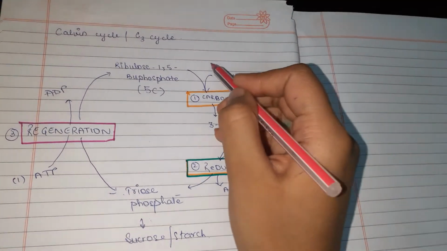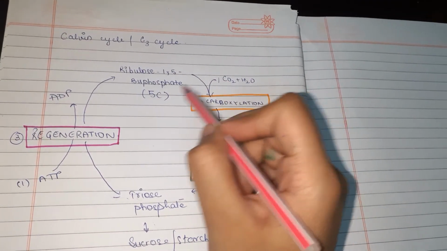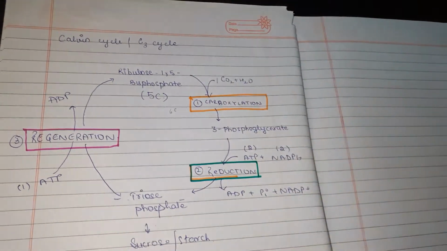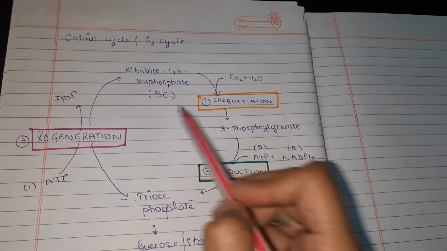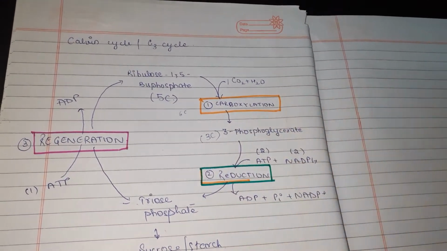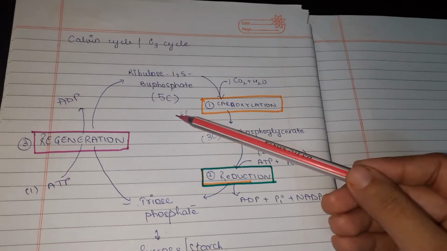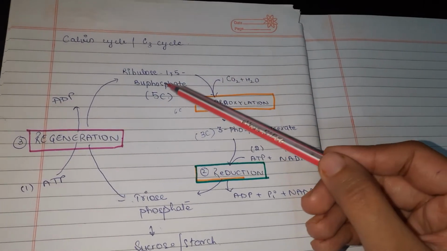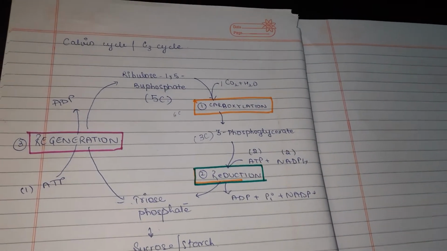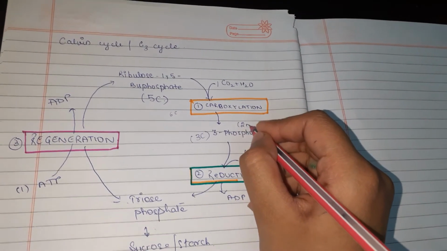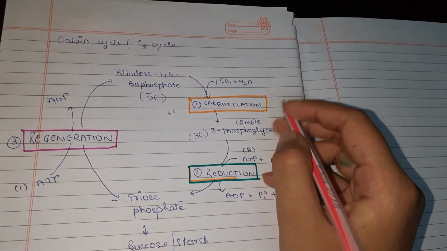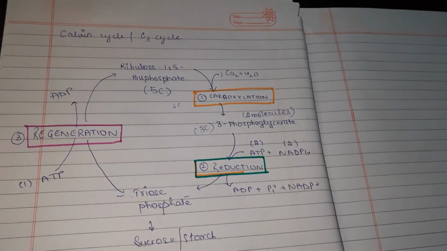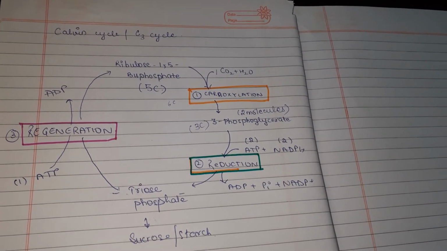This combines with atmospheric CO2. One molecule of CO2 reacts with this to form a compound with a total of 6 carbons. Now, it was earlier thought that since the first stable compound is a 3 carbon compound, the acceptor had to be a 2 carbon molecule. But actually it was found that it is a 5 carbon molecule. So 2 molecules of 3-PGA are formed, 2 molecules of 3 carbon compound, as the first step.